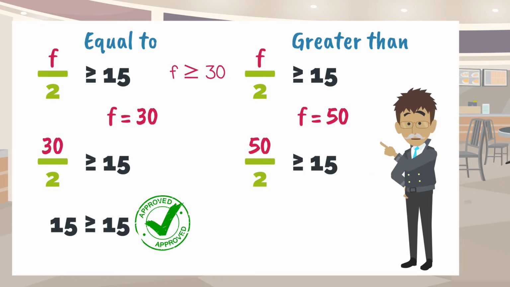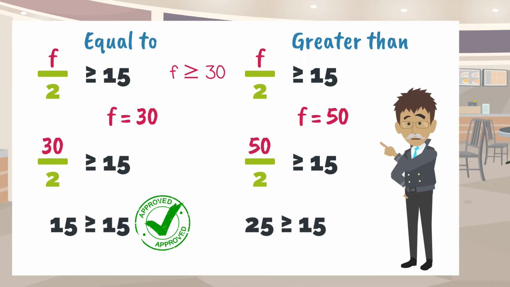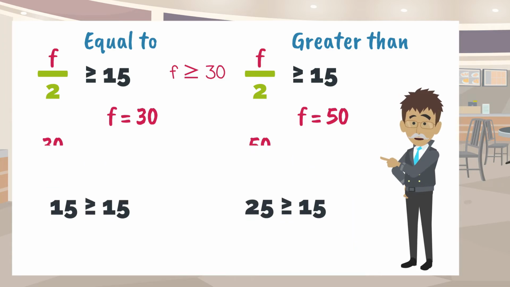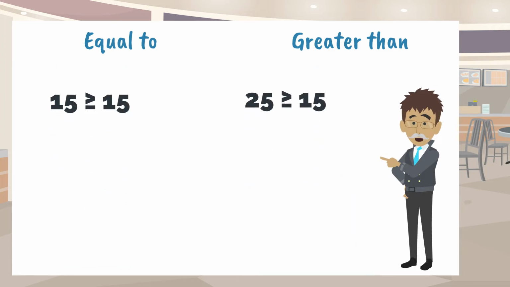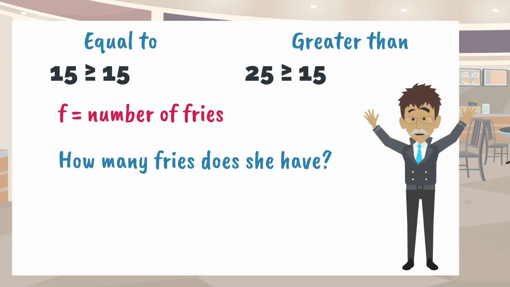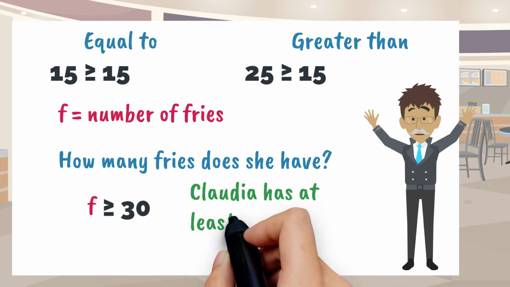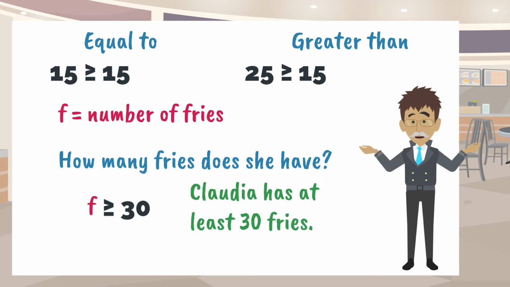Next, 50 divided by 2 simplifies to 25. This simplified equation is 25 is greater than or equal to 15, which is also true. This means the greater than part works. We checked our possible solutions, so we know the answer is that Claudia has at least 30 fries. She should share.